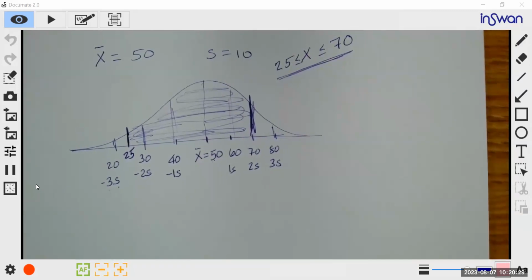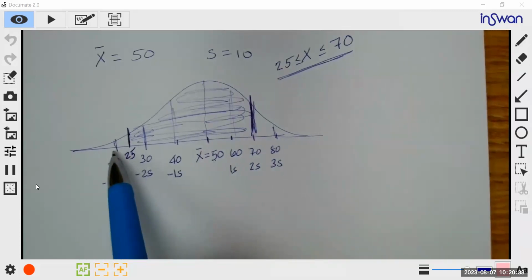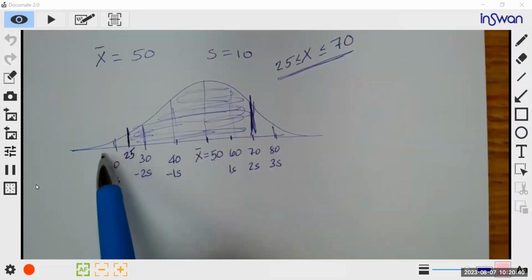But remember, the charts deal with everything to the left of the number. How do I find this one? Because I don't want this left tail here. I don't want that. How do I get rid of that?